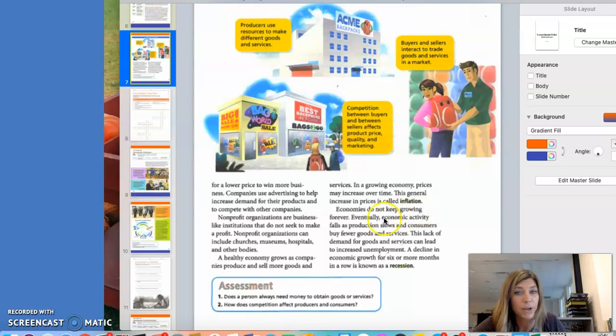Economies do not keep growing forever. Eventually, economic activity falls as production slows and consumers buy fewer goods and services. This lack of demand for goods and services can lead to increased unemployment. A decline in economic growth for 6 or more months in a row is known as a recession.